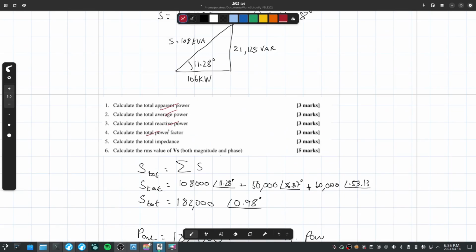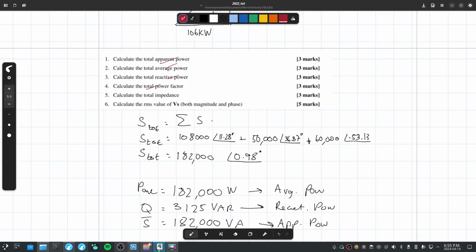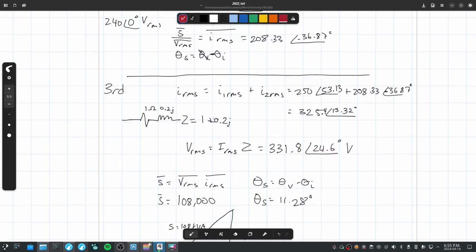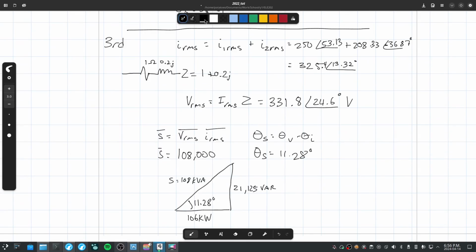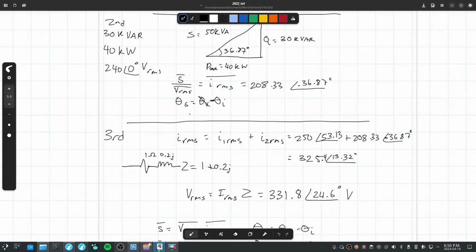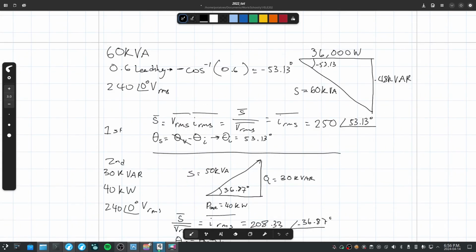Calculate total power factor. Now, calculate the total impedance. This is actually, we could use the exact same formula here, right? You remember that V is equal to IZ, right? So let's go here and find Z. So that's V over I is equal to Z. V RMS over I RMS is equal to Z.